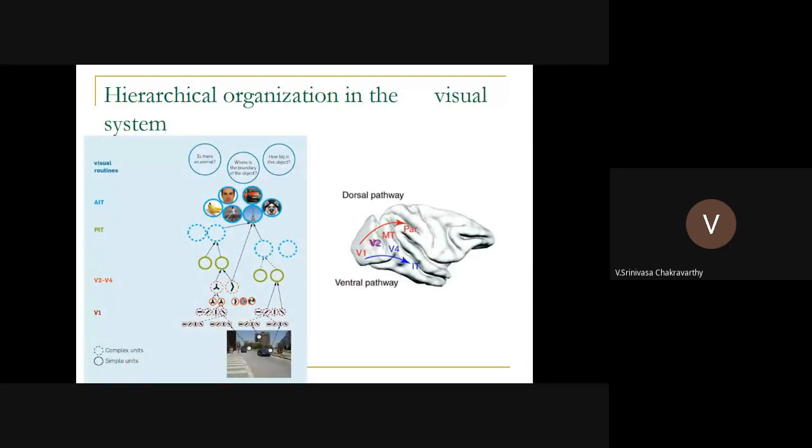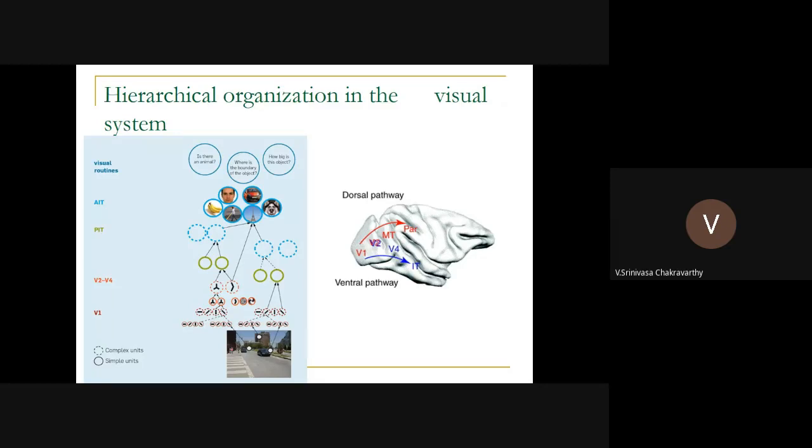Then further on, if you go to V2, which is the next layer, you will find neurons responding not to bars, but to combinations of bars. For example, two bars can form an angle, like this angular feature, or three bars can form some kind of a star. So they seem to respond to those kinds of simple combinations of bar-like patterns.